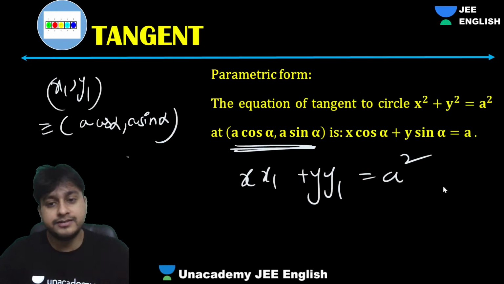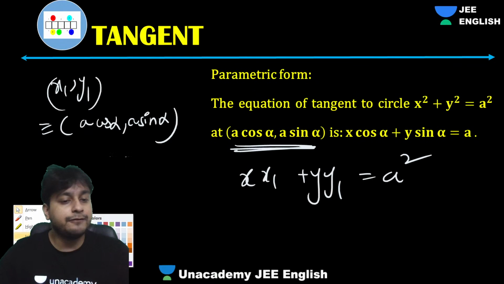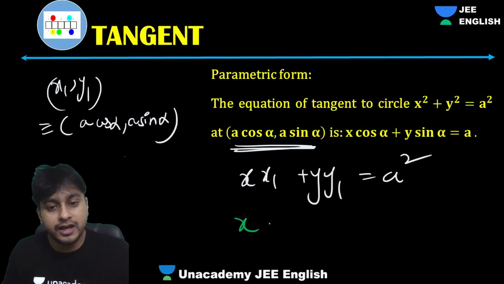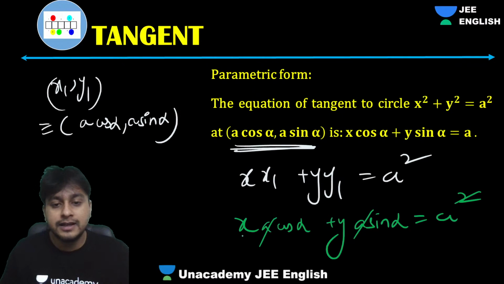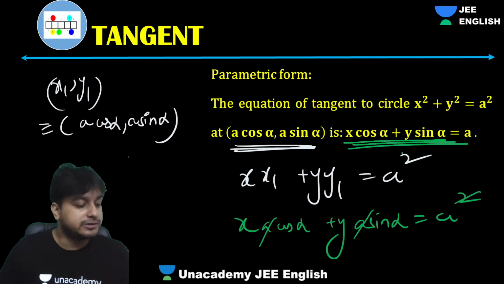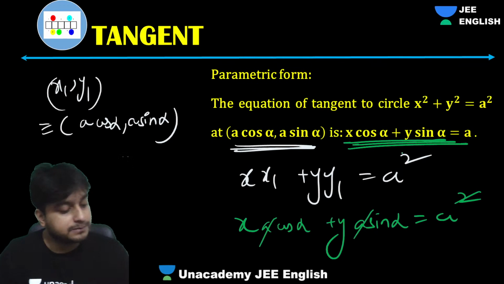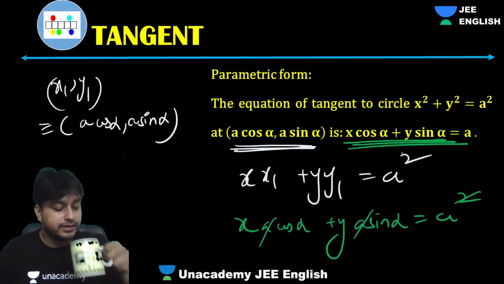Fine. And the same thing you can apply here. For the parametric form, the answer will come out as x into x1, which is a cos alpha, plus y into y1, which is a sin alpha, equals a square. One of the a's will cancel and the equation of tangent will be x cos alpha plus y sin alpha equals a. Understood, everyone? This is the equation of tangent in parametric form. I hope everyone understood this concept.